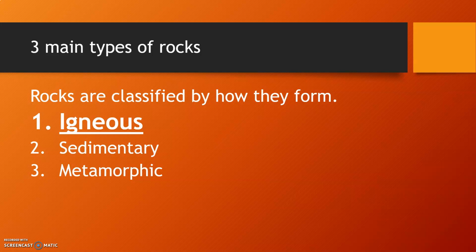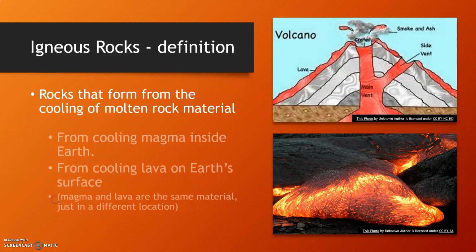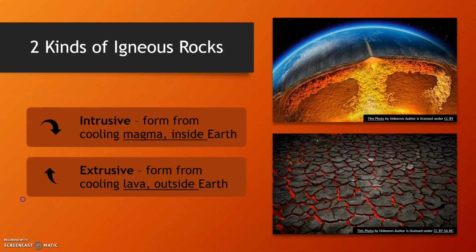There are three main types of rocks, and today we're going to talk about igneous rocks. All rocks are classified by how they form. Igneous rocks are rocks that form from the cooling of molten rock material. It can be from cooling magma inside the earth or from cooling lava on Earth's surface. And just a reminder that magma and lava are the same molten rock material, just in different locations. Magma's inside, lava has already erupted.